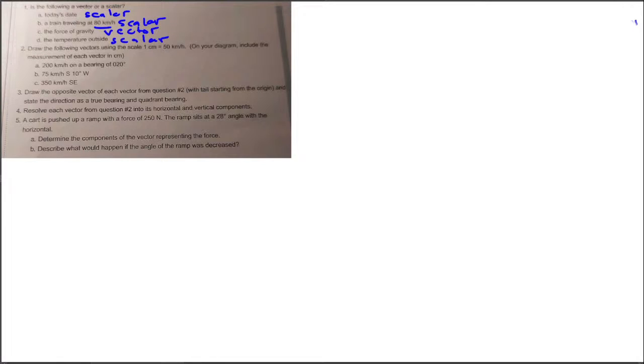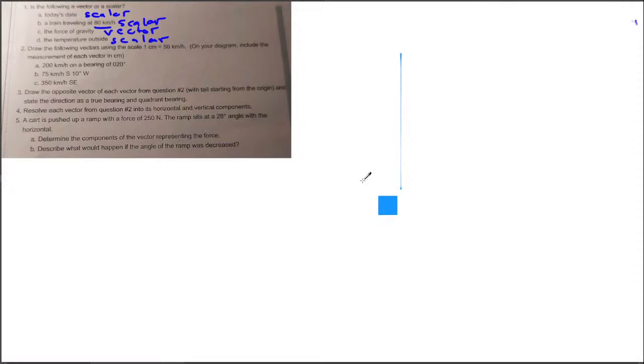And then we'll do 4 now. So we've got: resolve each vector from question 2 into its horizontal and vertical components. Okay, this is dumb. Also, I think this is really stupid because they have it in this coordinate system of north being 0. Really don't like that, whenever you probably just took trig. But let's do it. So, goodness gracious.